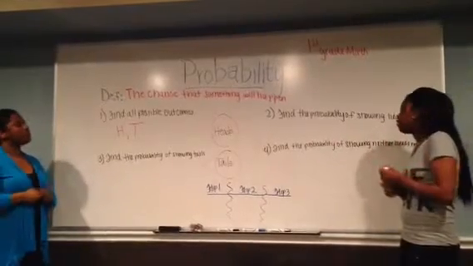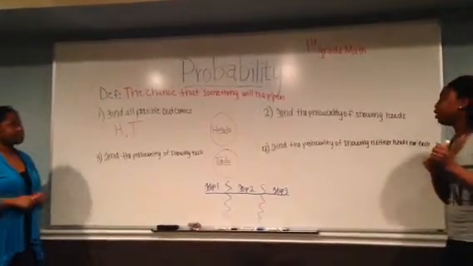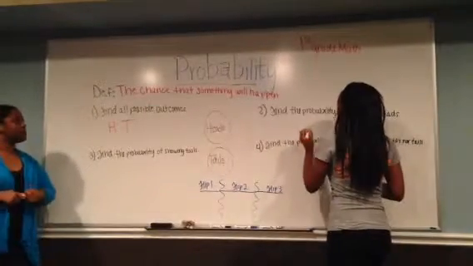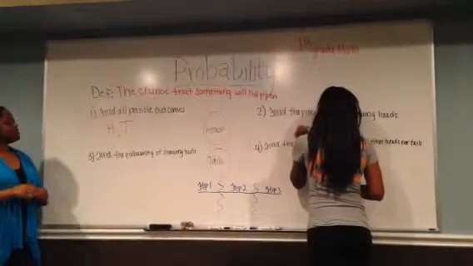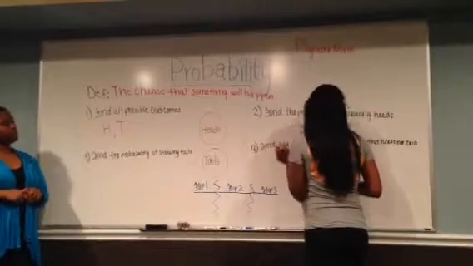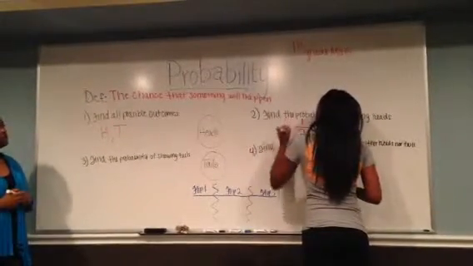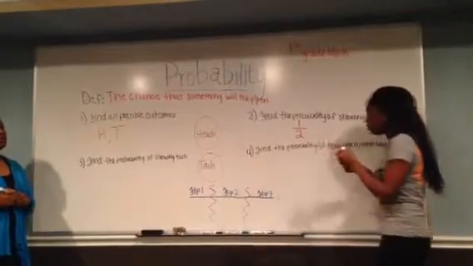The next problem we have is to find the probability of showing heads. So since our coin has 2 sides, we're going to write 2 at the bottom. And since we're finding the probability of heads, which is 1, it's 1 out of 2.